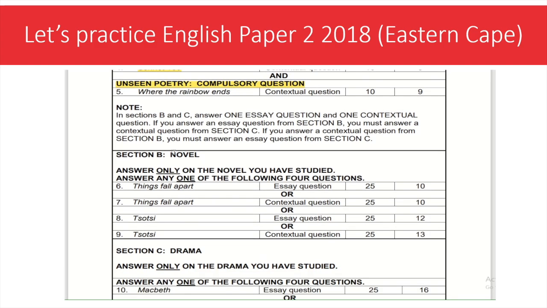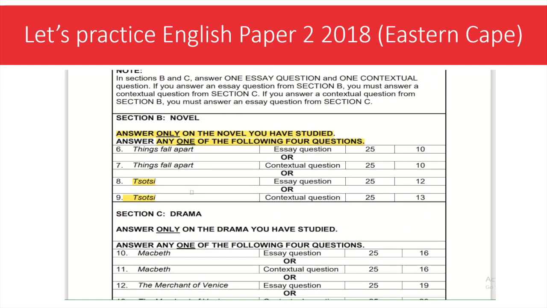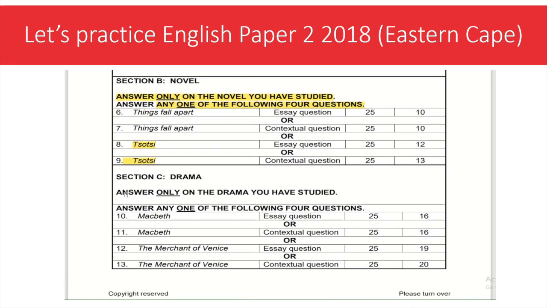Then if we move on to the novel, you answer only on the novel you have studied. Please, grade 11s. Let's perhaps say in my particular school that I teach at, we are doing Tsotsi in grade 11. So the focus would be on Tsotsi over here. So you're going to choose and answer 1 of the 4 questions, okay? So let's say I want to choose the essay question for Tsotsi for the novel section B. Then in the drama, you must also only answer the ones you have studied. I must pick the contextual question for Macbeth as well.